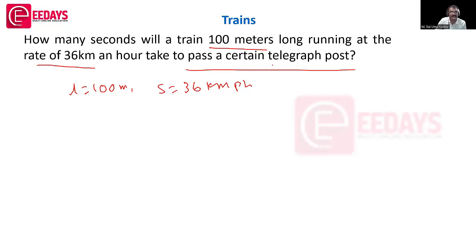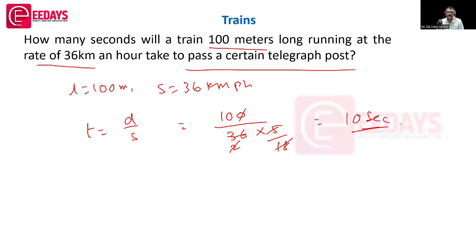Now, what we require: how much time is required to pass a certain telegraph post? What is the time? That is equal to distance by speed. So what is the distance? That is equal to 100. What is the speed? That is equal to 36. But 100 is in meters and 36 is in kilometers per hour. Now we convert this 36 into meters per second. How to convert? Multiply by 5 by 18. So this is 18 two times 10, this is 0. So what is the answer? The answer is 10 seconds.